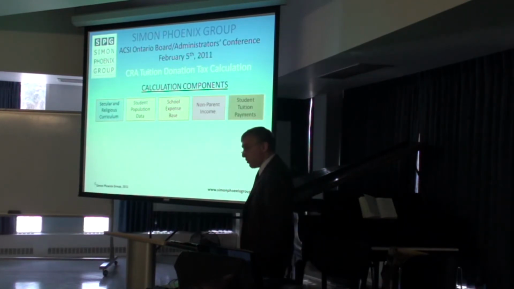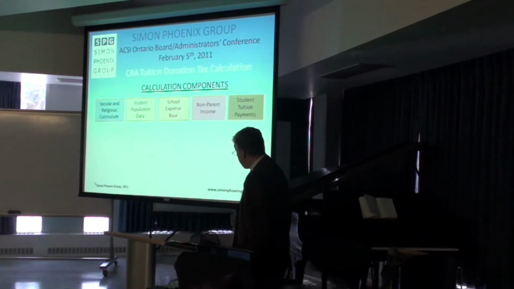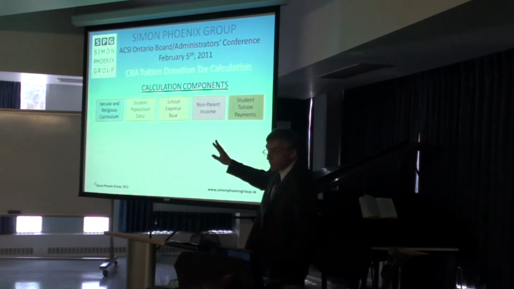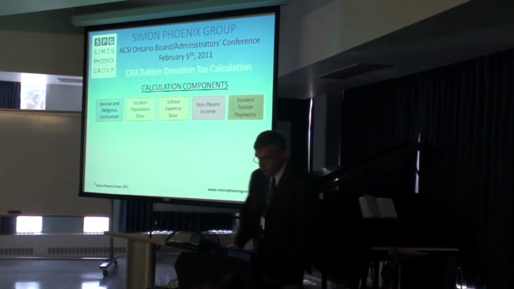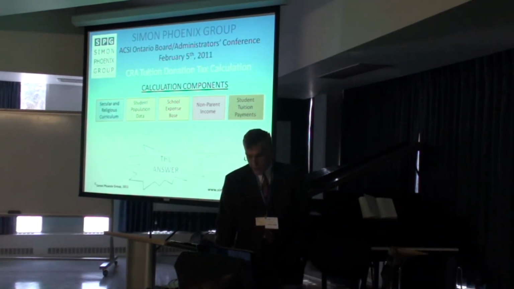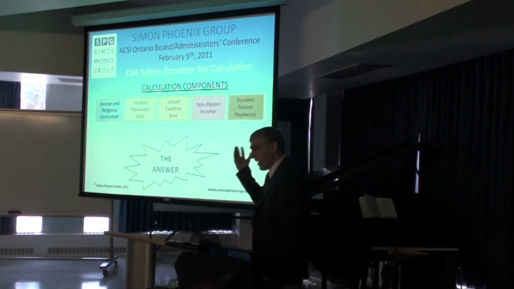And student tuition payments. Clearly, the whole objective of the calculation is to determine how much of paid tuition can be received. So again, it means having a very good handle on who's paid tuition on behalf of what students, and we'll get into some more details. But at the 10,000-foot level, these are the 5 components that all go together to give you that answer.